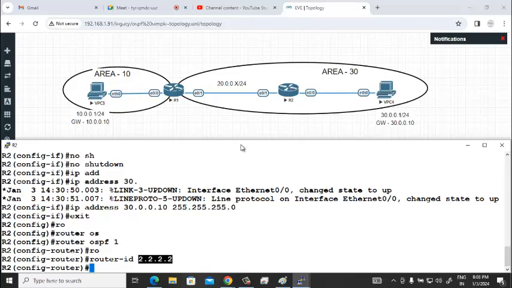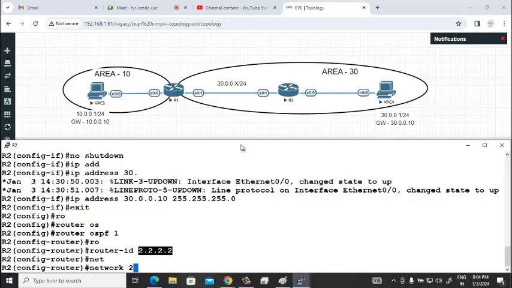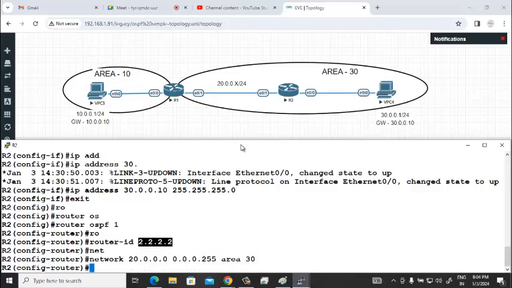Next, the old way of configuring OSPF is network 20.0.0.0 0.0.0.255 area 30. This is the old way. What does this mean? This means that any interface that matches 20.0.0, where the last octet is wildcarded, which is E0/1, should be in area 30.